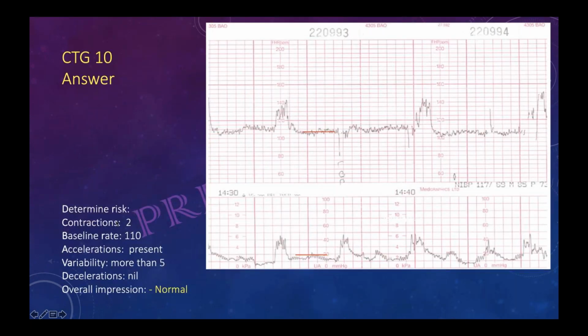Very good. So contractions, if we take a 10-minute trace, there are 2 contractions. For the baseline, take the part where there is no contraction. So here will be the baseline, more than 100, here it may be 110. You can take 110 to 120, so it's fine. Acceleration, we are happy: 1 acceleration, 2 accelerations. Variability is surely more than 5. No deceleration, normal. Very good.